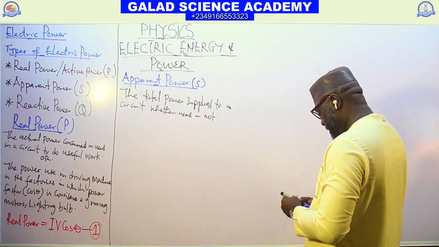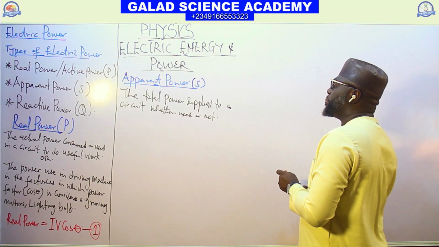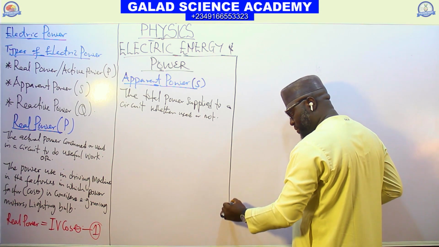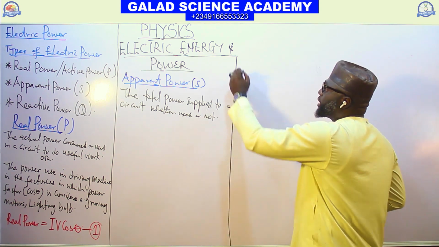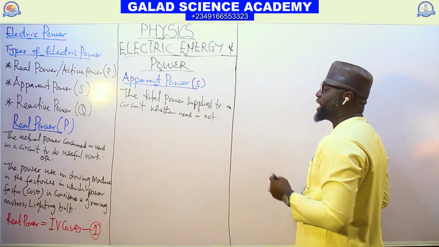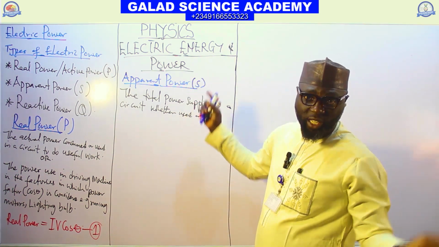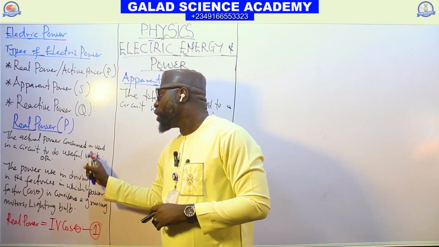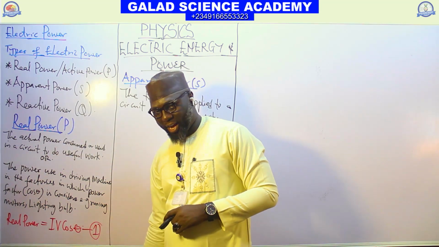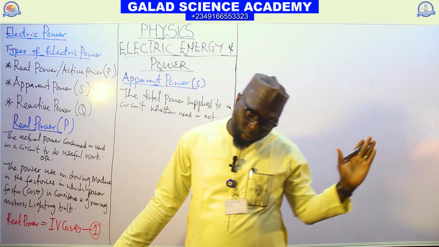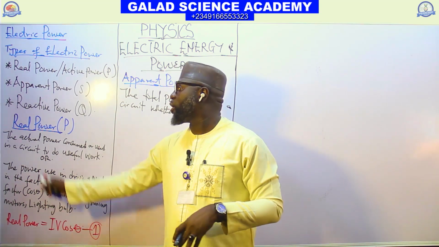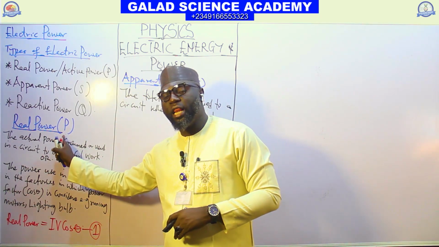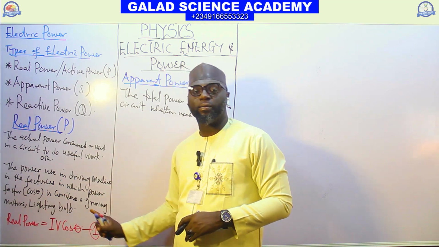The power that is supplied to electric circuits, the total power supplied to a circuit, is called apparent power. But the actual power consumed or used by the circuit, we call it real power. All the power supplied to the circuit from the source is called apparent, but the useful one is called real power, IV cos theta.